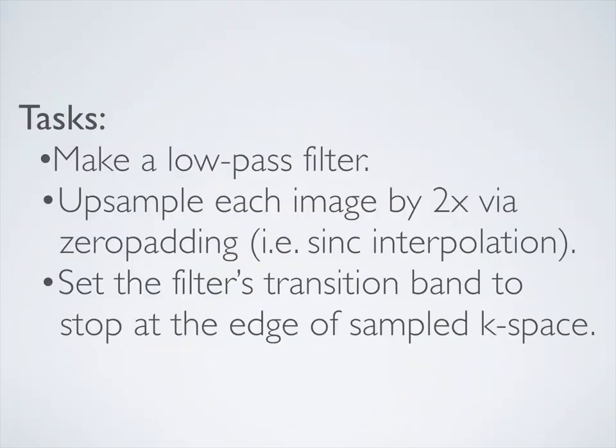Now take some time to familiarize yourself with the shapes and FFT nodes by completing the following tasks. Start off by changing the filter from a high to a low-pass filter. Then upsample each image by a factor of 2 along each dimension using the FFT nodes. And finally, give the filter a transition band that stops at the outer edge of sampled k-space. You can now pause the screencast.